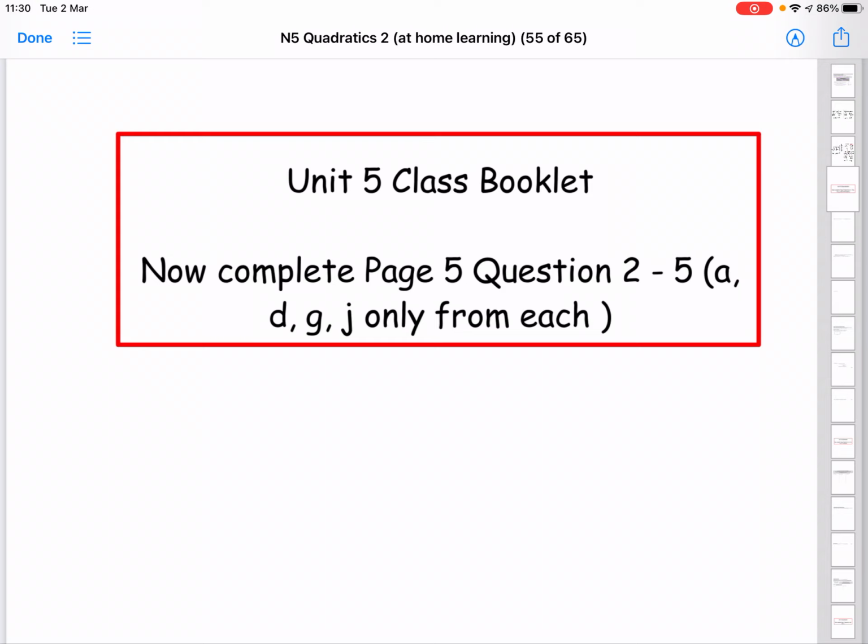So the Unit 5 booklet, page 5, question 2 to 5, but I only want you to do 4 from each one of those. So A, D, G and J. It's the first 4 down in the first column. So question 2, 3, 4 and 5, 4 from each one. So I'm not going to give you a whole lot of these to do because I know this is quite a long video.